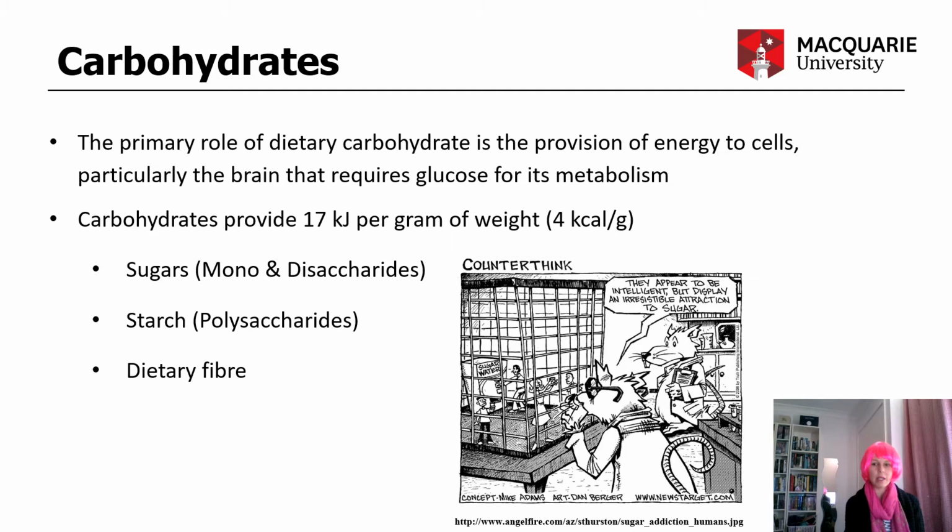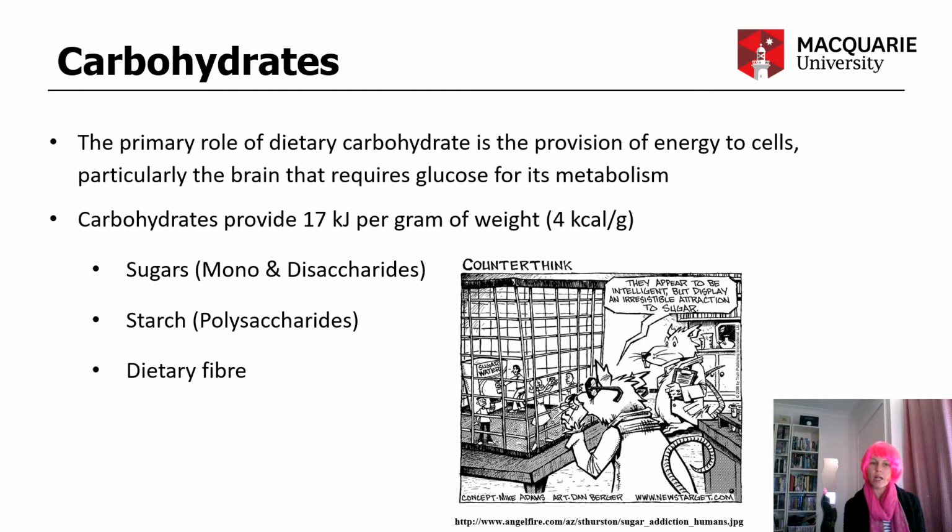We'll start with carbohydrates. So the primary role of carbohydrates in our diet is to provide energy, like I've talked about. Now, in particular, our brain prefers to run on glucose as its energy source, glucose being a sugar and carbohydrates are sugars. So as mentioned, we get 17 kilojoules of energy per gram of carbohydrate, and that can be in the form of sugars, so monosaccharides or disaccharides.